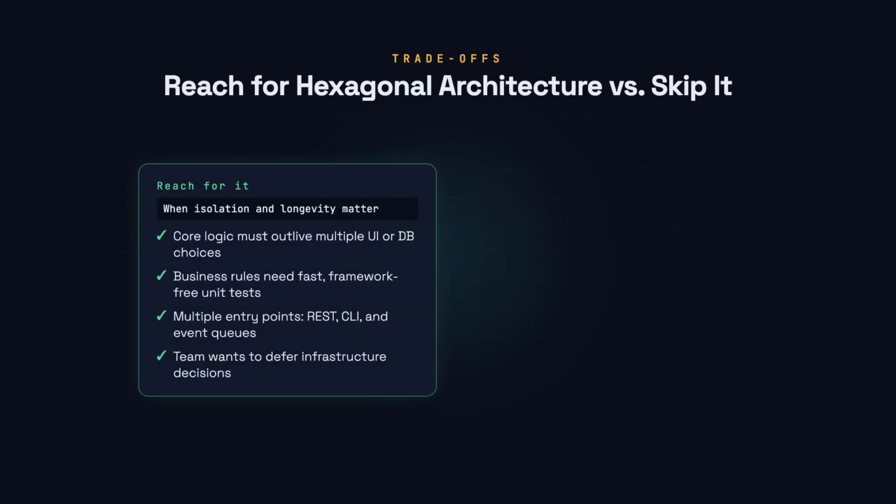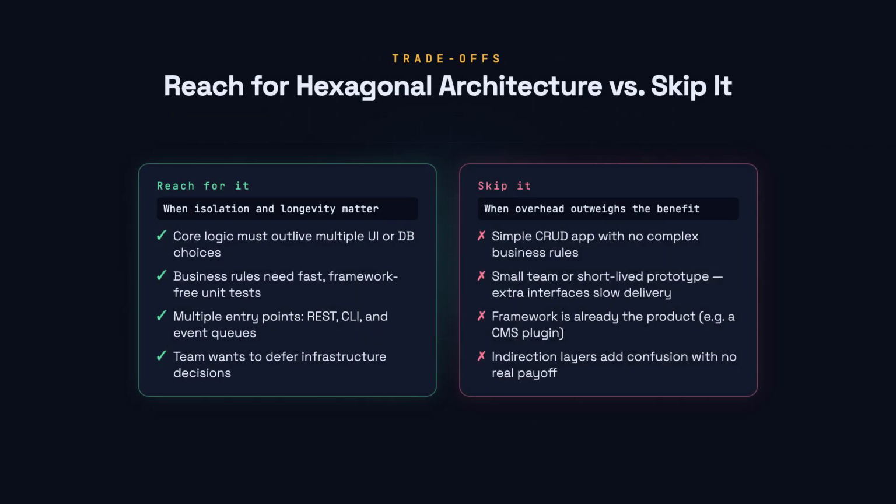Hexagonal architecture pays off when your business logic is genuinely complex and needs to outlast the technology around it. The ability to swap databases or add new entry points without touching the core is valuable, but it comes with a real cost. You write more interfaces and more glue code, and for a simple CRUD service that just reads and writes a single table, that overhead is waste. Ask yourself whether you have real business rules worth protecting before adding all that structure.